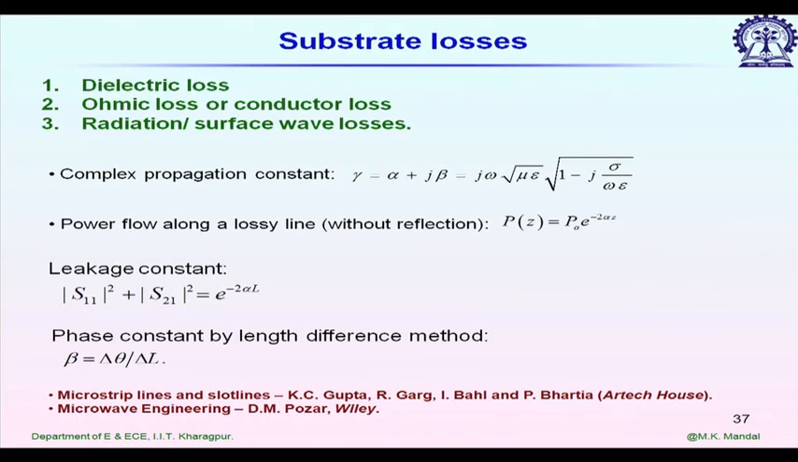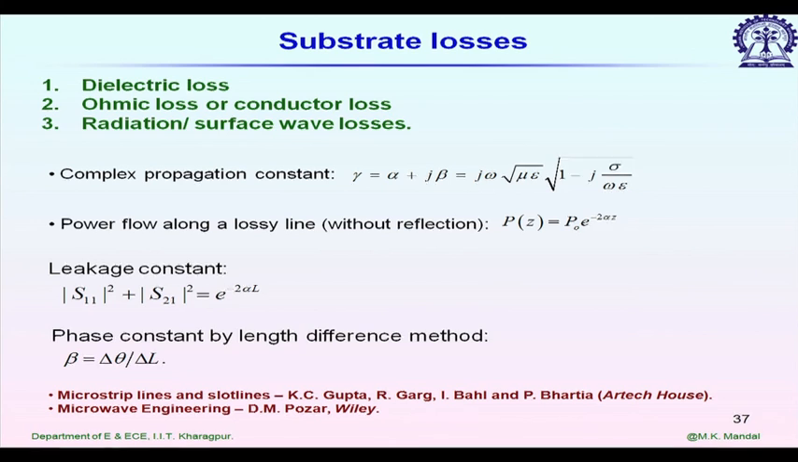So, what we have to do? We know that the theta due to a given physical length L is theta equal to beta into L. Now if we fabricate two different lengths, let us say L1 and L2, and the length difference is delta L, then the angle difference we can easily measure from S parameters, because the angle of S21 is nothing but the angle experienced by the signal from port 1 to port 2. So, from that, experimentally beta is equal to delta theta by delta L.